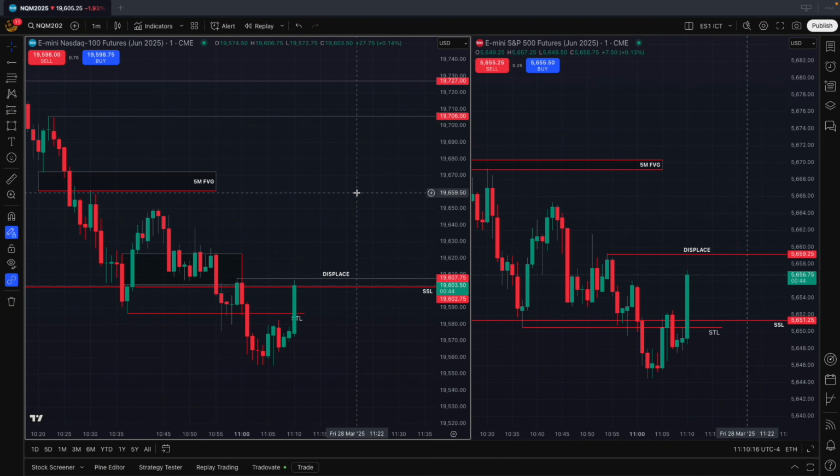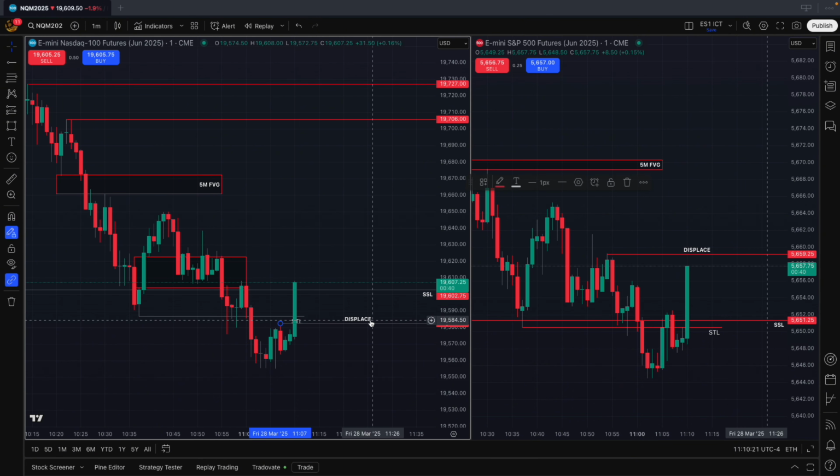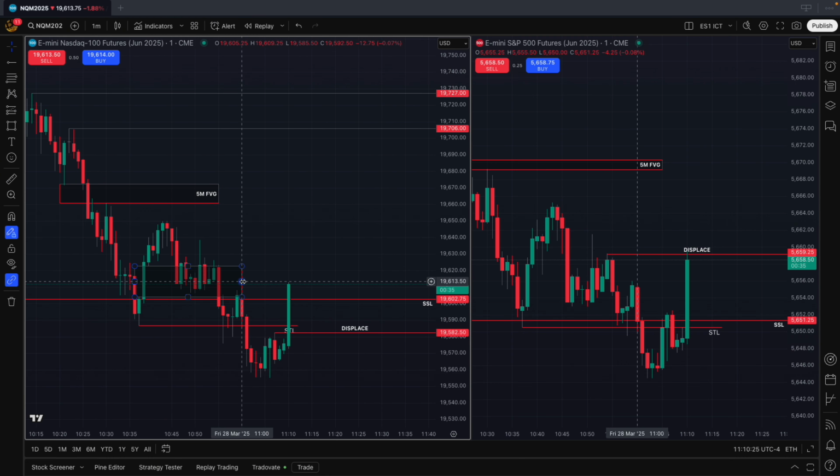Okay, we're starting to see a displacement higher. So this is a mitigation block paired with this displacement. I am interested in this, by the way.